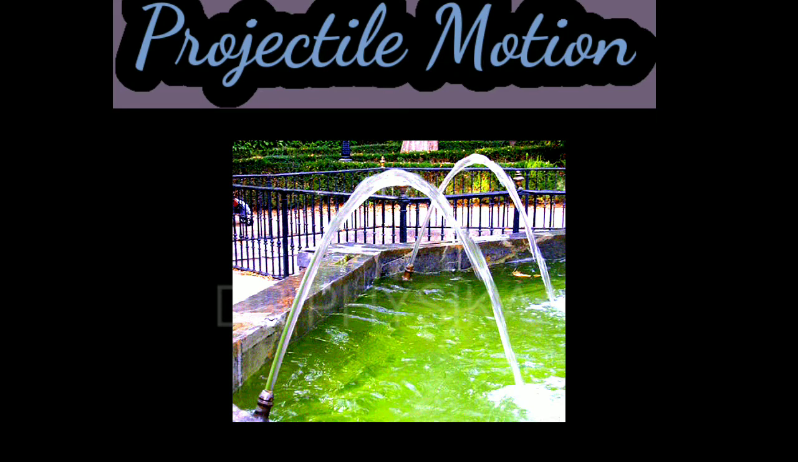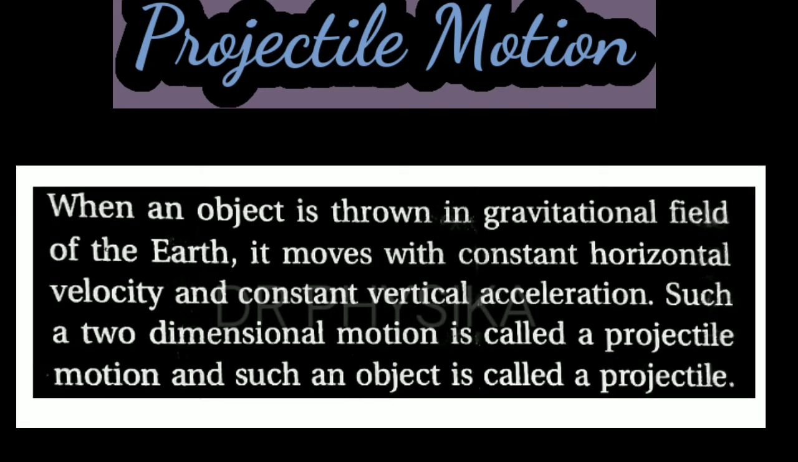interference is from gravity. So the definition of projectile motion is when an object is thrown in the gravitational field of the earth, it moves with constant horizontal velocity and constant vertical acceleration. Such a two-dimensional motion is called projectile motion, and such an object is called a projectile.